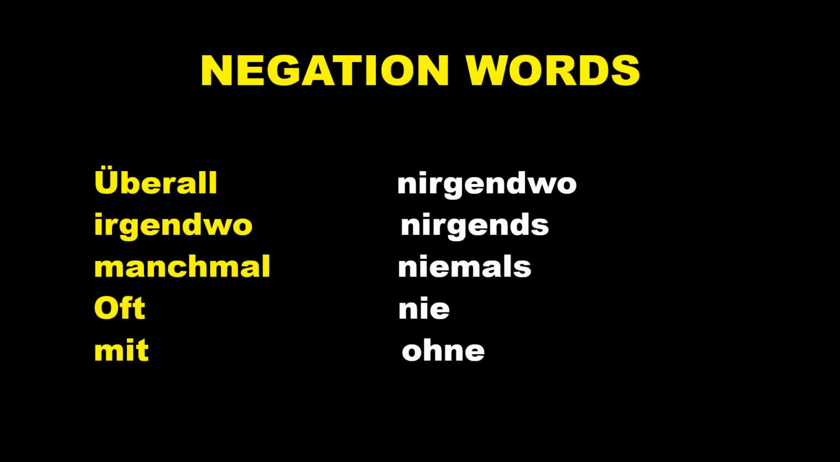Let's see a few more negative words here, which are quite commonly used in the German language. Überall, everywhere. Nirgendwo, nowhere. Irgendwo, somewhere. Nirgends, nowhere. Manchmal, sometimes. Niemals, never. Oft, often. Nie, never. Mit, with. Ohne, without. I hope this explanation is clear to you. Whenever you read some text in German, you may see these words used quite frequently.